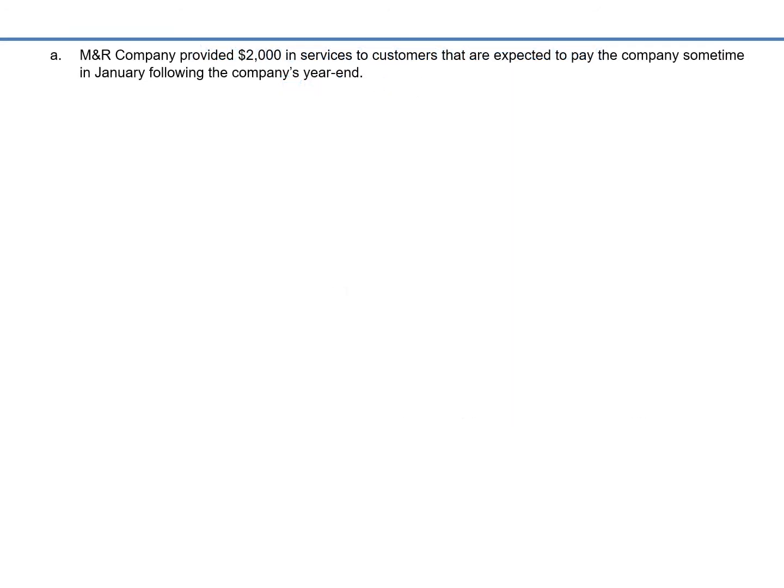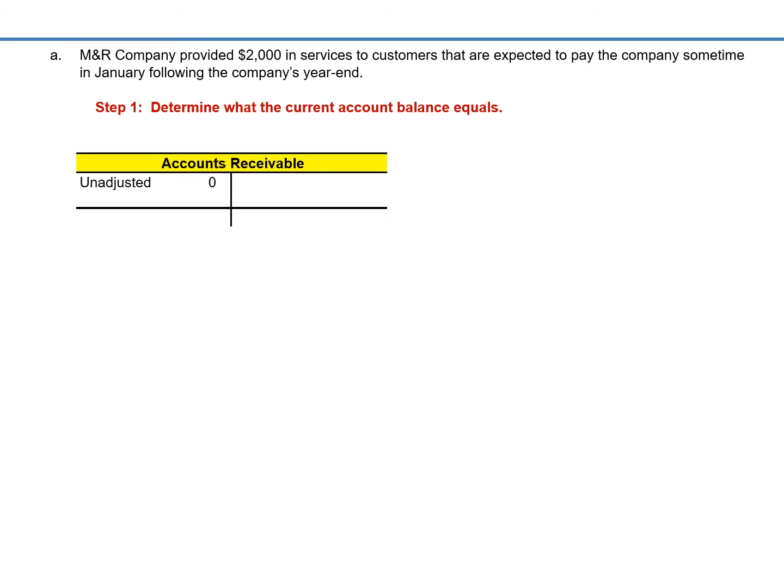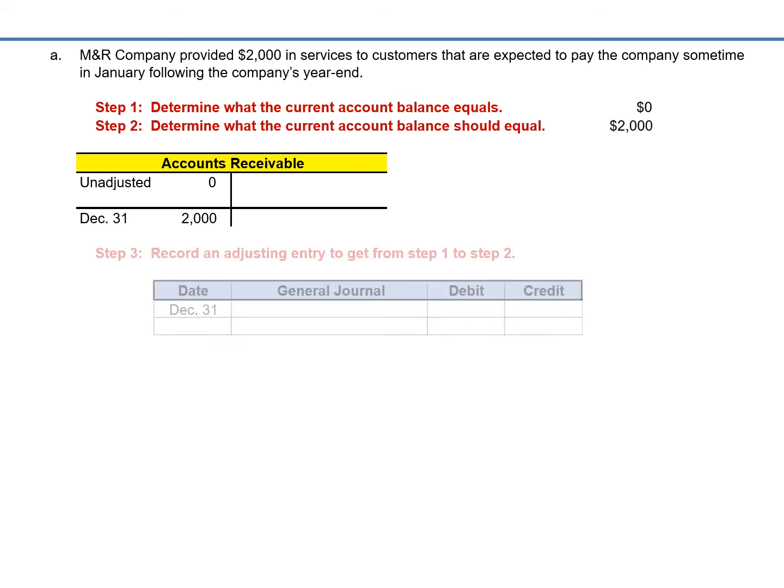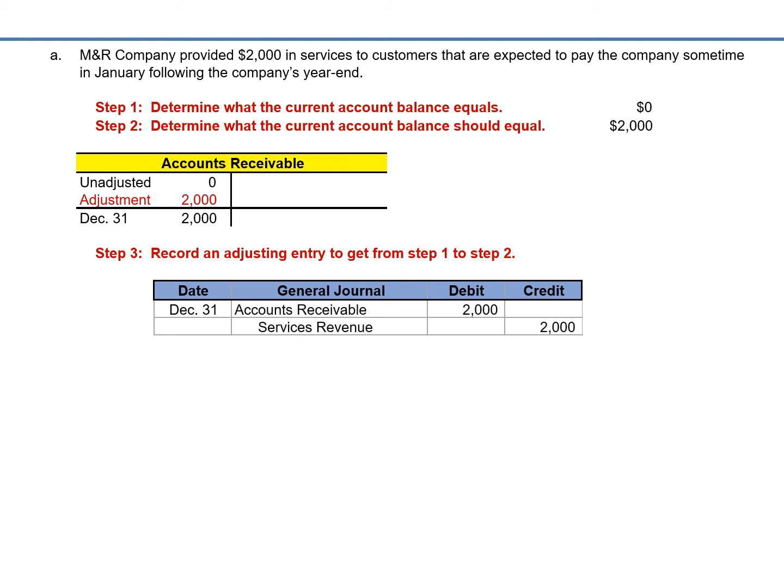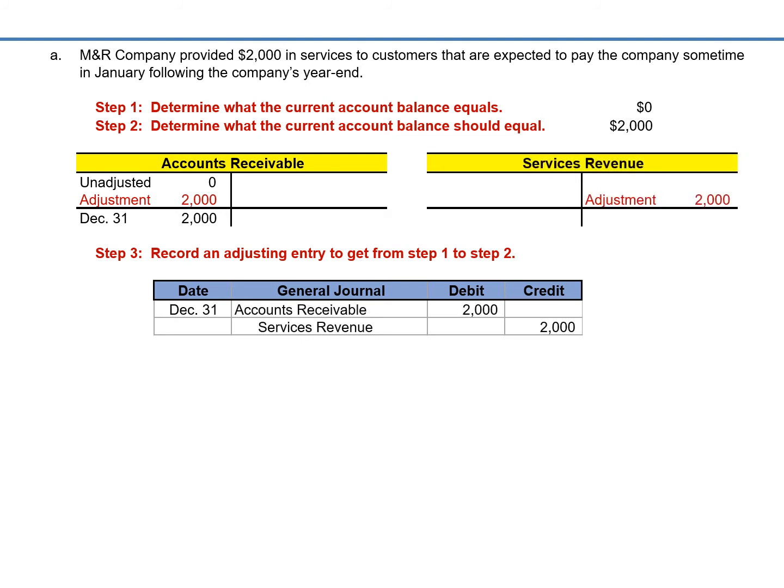All right, in letter A, M&R Company provided $2,000 of services to customers that are expected to pay the company back sometime in January following the company's year end. So what does our current account balance equal? Our receivable account is 0. It needs to be $2,000. To increase a receivable account, which is an asset, we debit $2,000 and we credit service revenue $2,000.